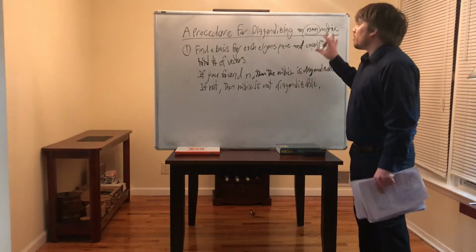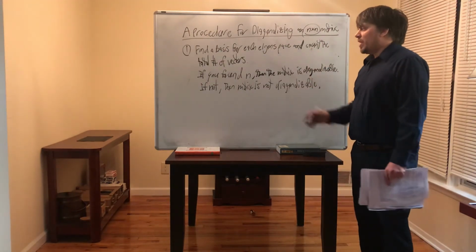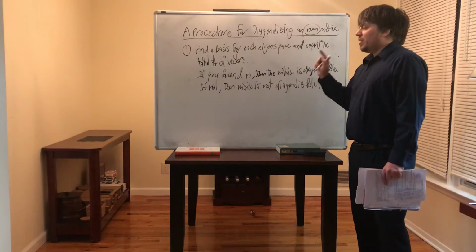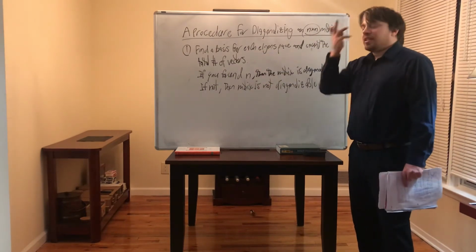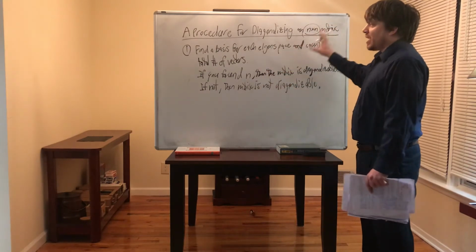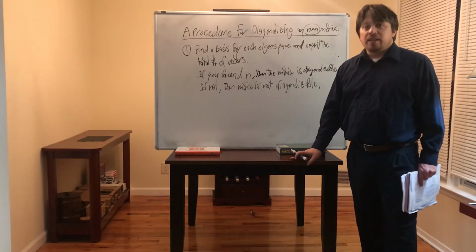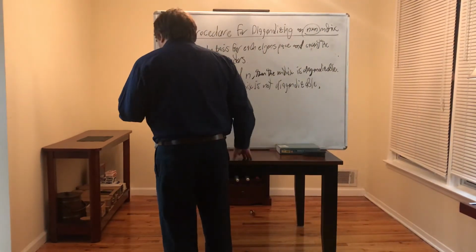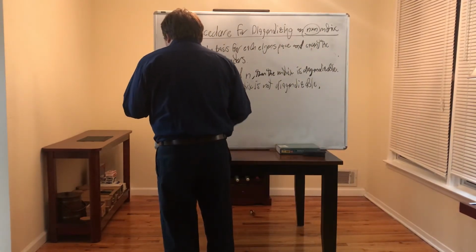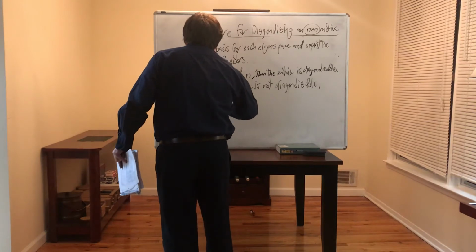And so in this procedure for diagonalizing an n by n matrix, if you count the total number of vectors here and you don't get n, you get less than n, then you stop right there because you cannot diagonalize the matrix. But if you find n, then you continue to step 2.